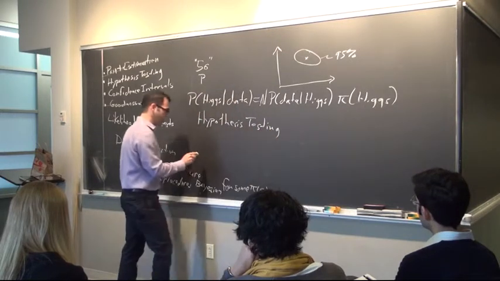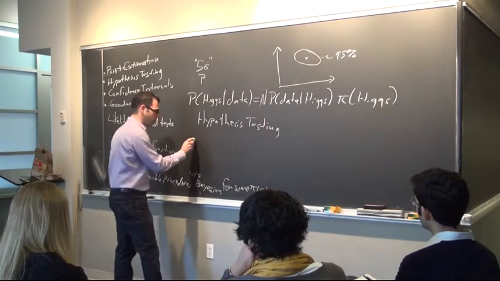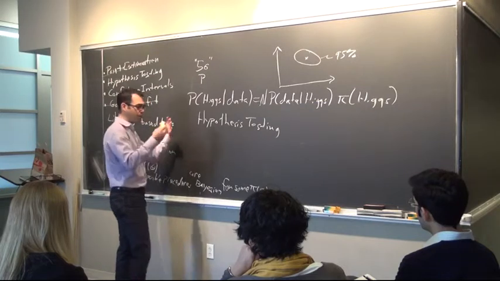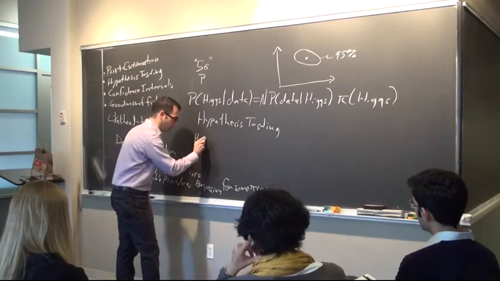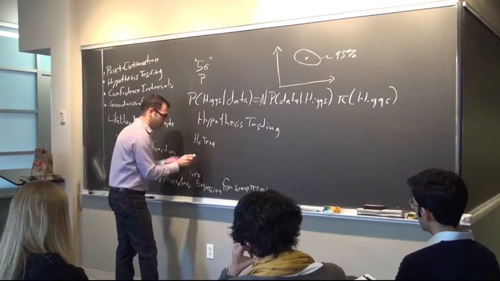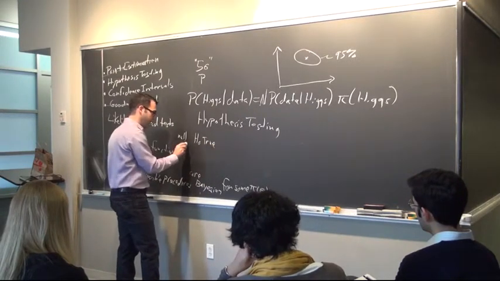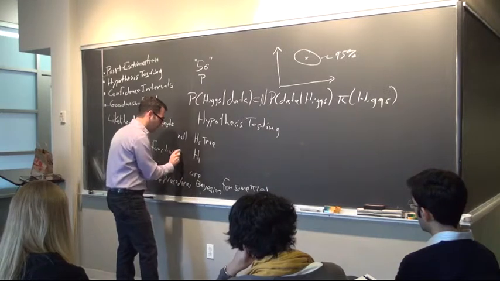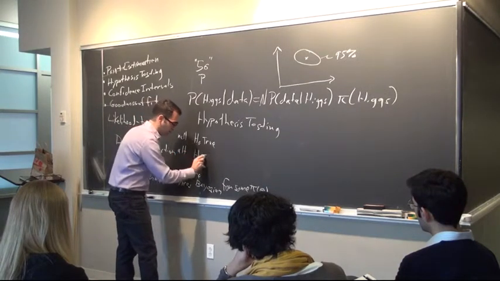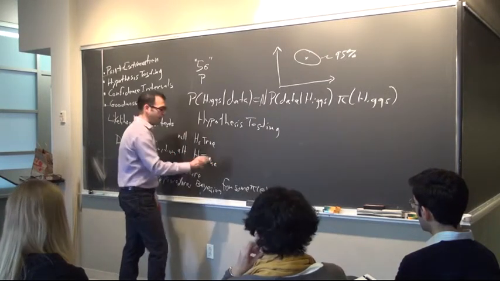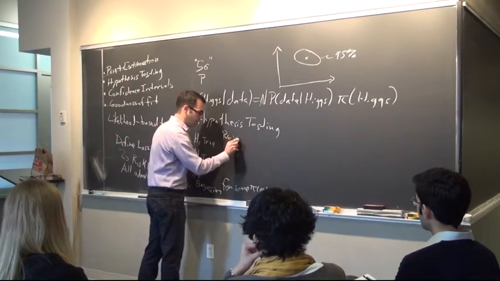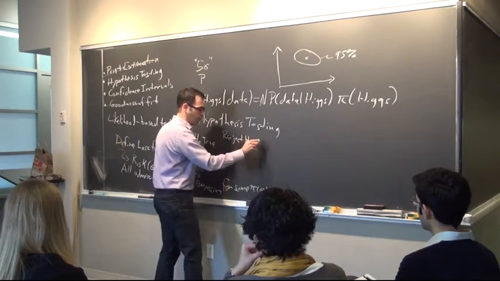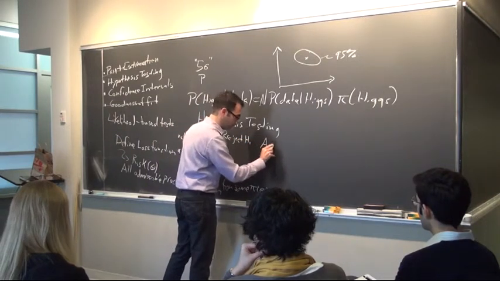the setup is going to be that I'll talk about a null and an alternate. Okay, so there will be the two situations. H naught is true, I'll call it the null. And then the other one, my alternate, H1 is true. And then I will do one of two things. I will either reject my null, or I will accept my null.